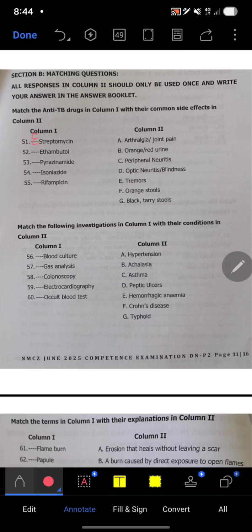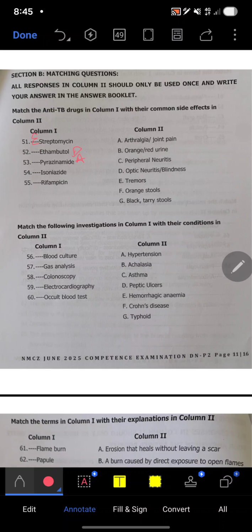52, ethambutol, and the correct answer is D, and this is optic neuritis or blindness. 53, pyrazinamide, the correct answer is A, which is arthralgia or joint pain.